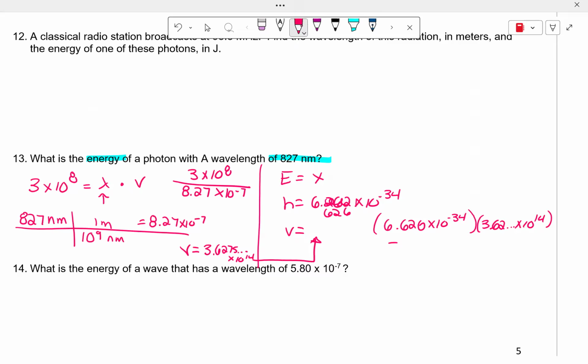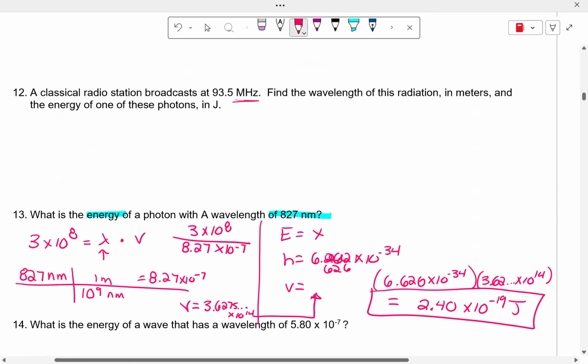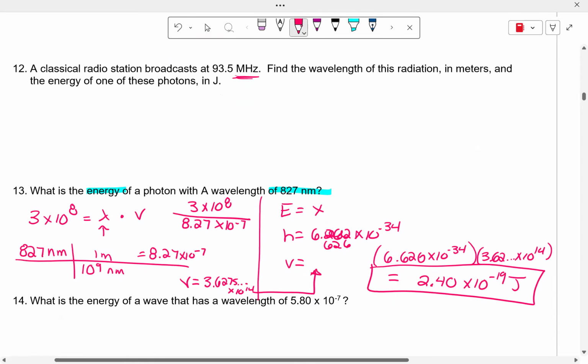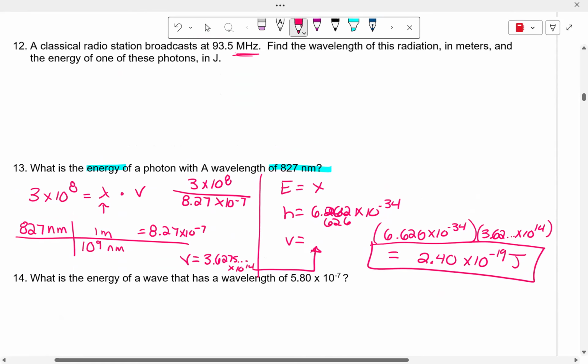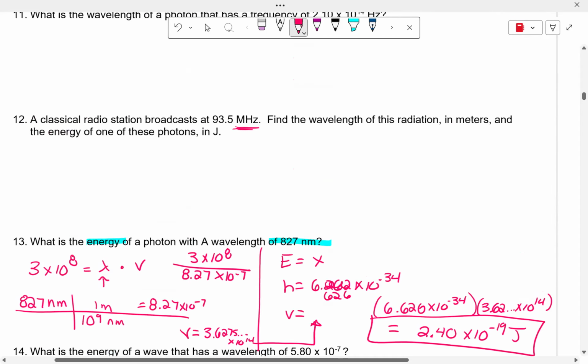And then finally, that is going to give me my answer, which is going to be, for 2 sig figs, 2.4 times 10 to the negative 19th joules. Just be on the lookout for that. You can also see some of these, we have like megahertz. You will need to process conversions. Okay, the rest of the time will be yours to work on trying to do the rest of the problems.